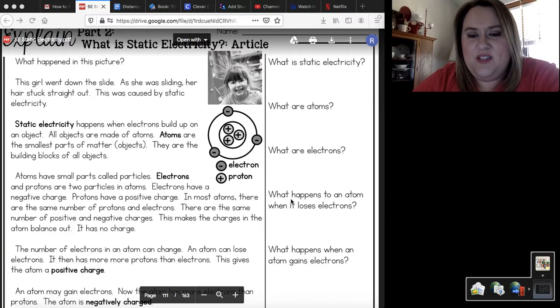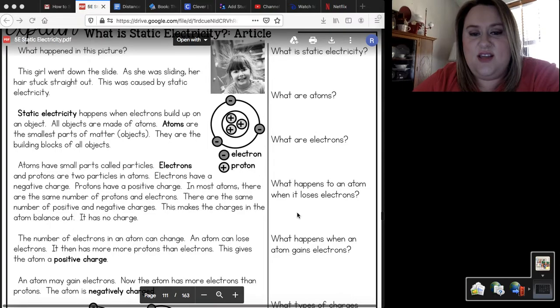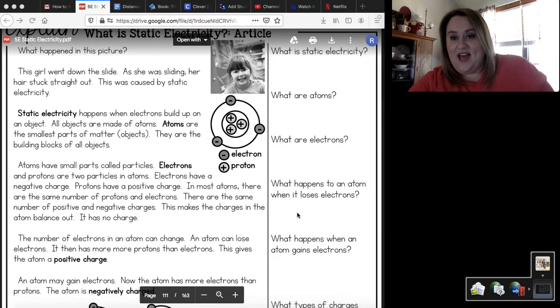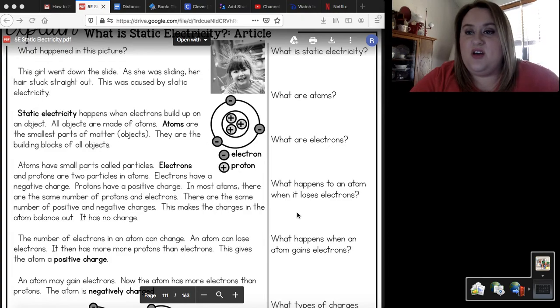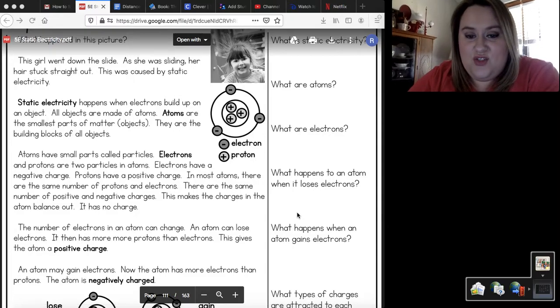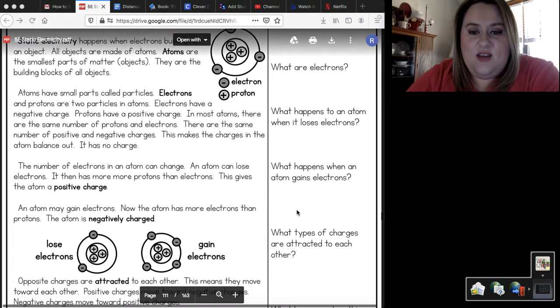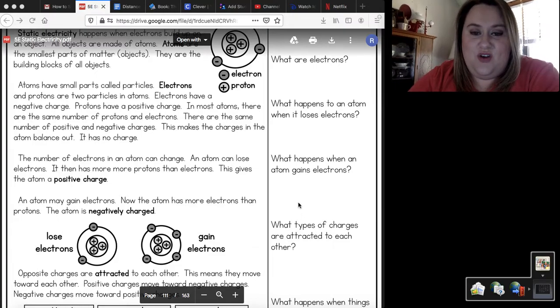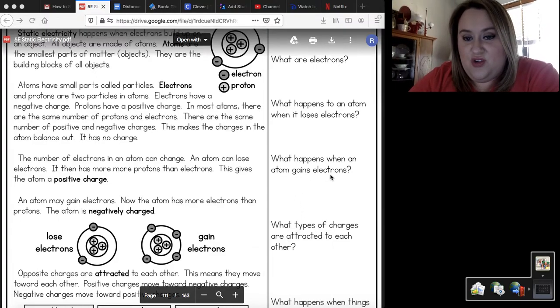What happens to an atom when it loses electrons? So if I have an atom and it has an equal number of protons and electrons, and I lose some of my electrons, that means I'm going to have more protons. P, proton, P for positive. My atom is going to be positively charged when it loses those electrons. What happens when an atom gains electrons? When it gains electrons, I have more electrons, more negative charges. My atom is going to be negatively charged.